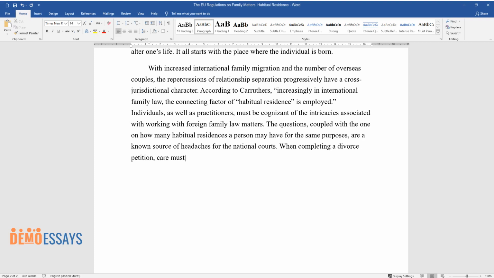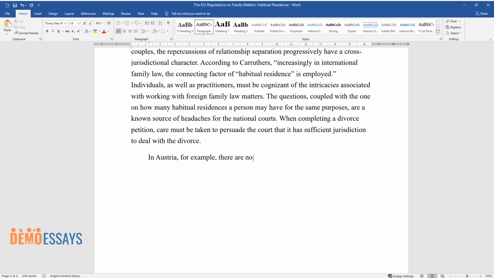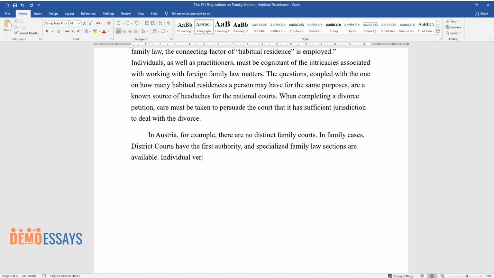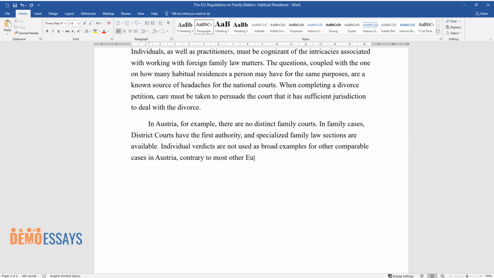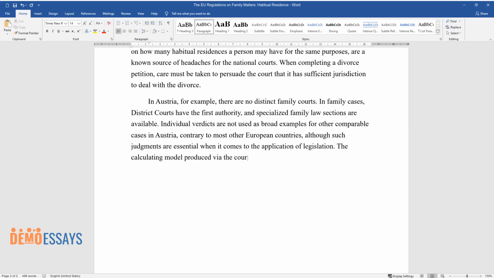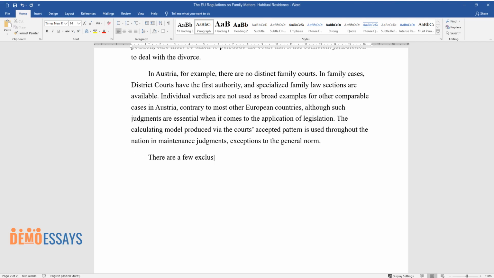When completing a divorce petition, care must be taken to persuade the court that it has sufficient jurisdiction to deal with the divorce. In Austria, for example, there are no distinct family courts. In family cases, district courts have the first authority, and specialized family law sections are available. Individual verdicts are not used as broad examples for other comparable cases in Austria, contrary to most other European countries, although such judgments are essential when it comes to the application of legislation. The calculating model produced via the court's accepted pattern is used throughout the nation in maintenance judgments, exceptions to the general norm. There are a few exclusions in the UAE.